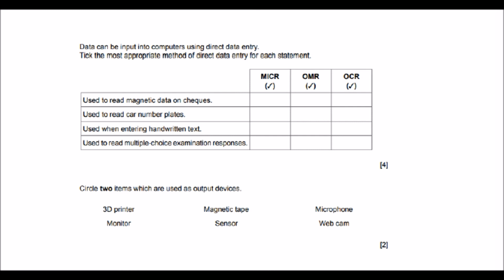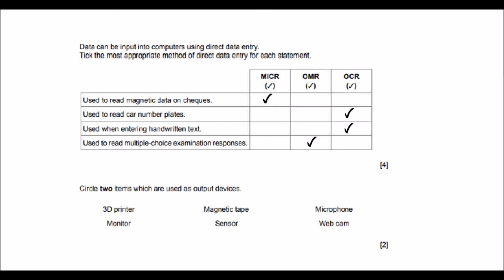Now this question says MICR, OMR, and OCR, very similar to the one we saw earlier. Which device is used to read magnetic data on a check? Of course, that one is MICR. Anything with a check is MICR. Just take note. Used to read car number plates, I gave you an example of OCR earlier. Used when entering handwritten text, I gave you OCR as well. Used to read multiple choice examination, in as much as examination is optical mark reader.